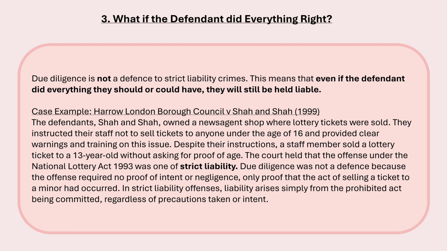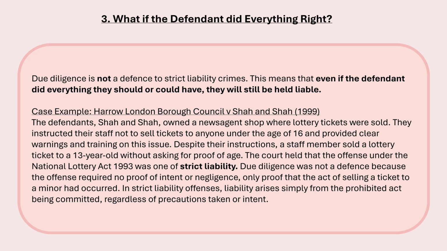Due diligence is not a defence to strict liability crimes. This means that even if the defendant did everything they should or could have, they will still be held liable. We can see this in the case of Shah. Here, the defendants, Shah and Shah, owned a newsagent shop where lottery tickets were sold. They instructed their staff not to sell tickets to anyone under the age of 16 and provided clear warnings and training on this issue. Despite their instructions, a staff member sold a lottery ticket to a 13-year-old without asking for proof of age.